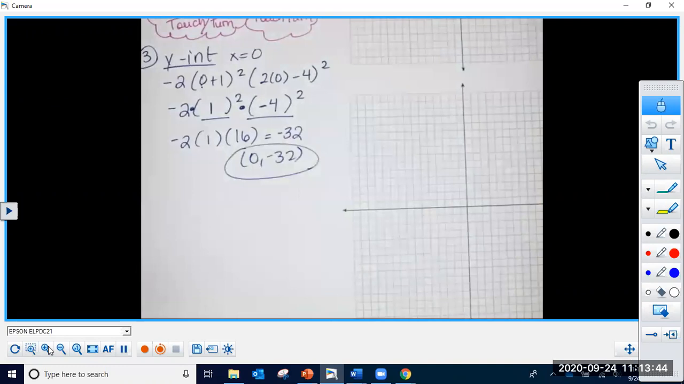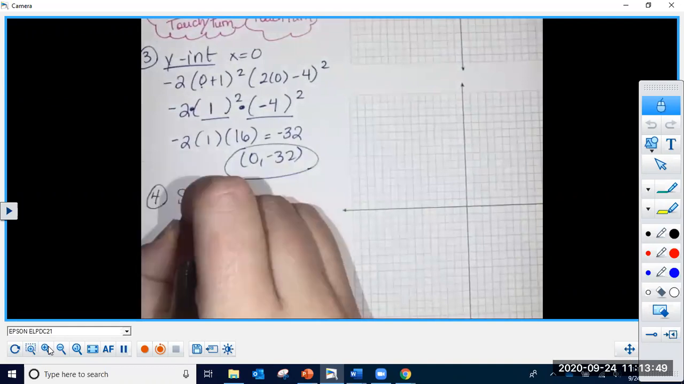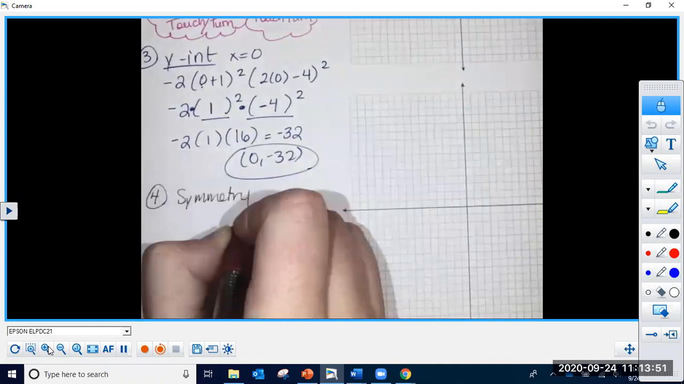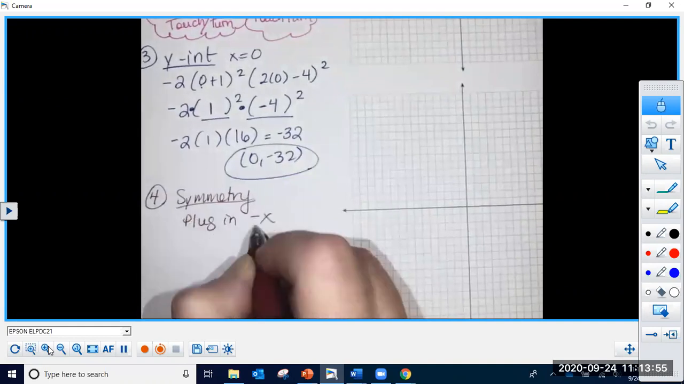Number 4, let's figure out symmetry. Since they have you practice that again. Once again, that's where you plug in negative x.